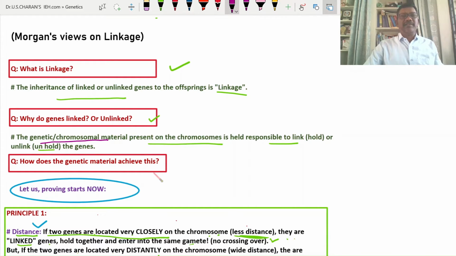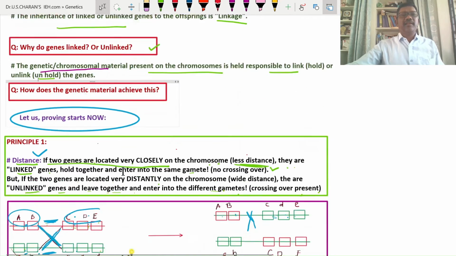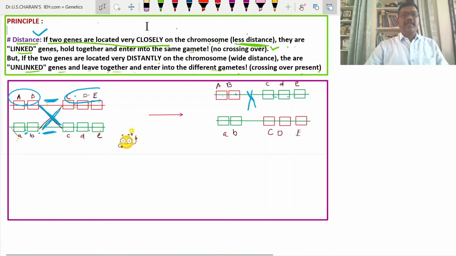So from the linked genes, parental progenies are produced, and from the unlinked genes, new genetic recombinations are produced in the next generation. That is the main discussion here. How it is going on, let us prove. I'll tell you one principle.